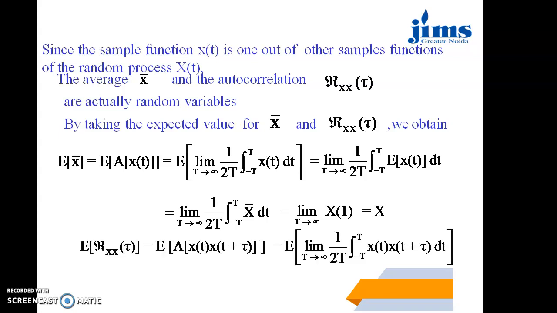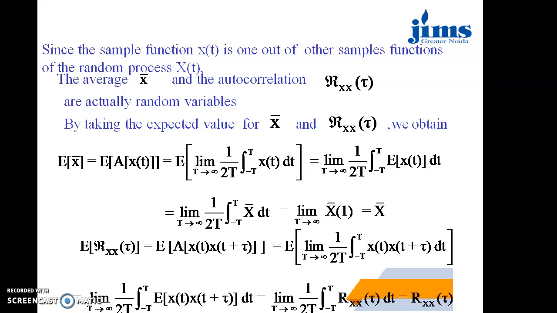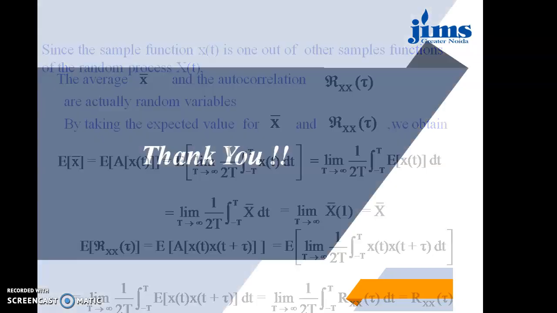So the expectation of X bar is equal to X bar, and in a similar way we can derive the autocorrelation. The expectation of the autocorrelation is also equal to only the autocorrelation. We can observe here that E of Rxx(tau) comes out to be only Rxx(tau). So the expectation of X bar is equal to the mean value X bar, and the expectation of the autocorrelation is equal to the autocorrelation.